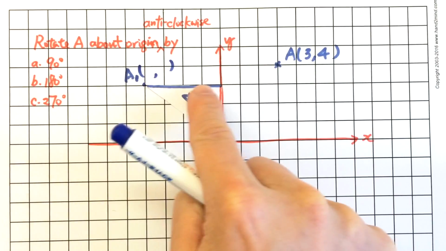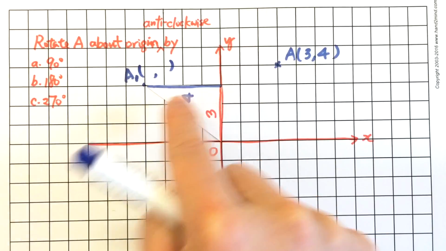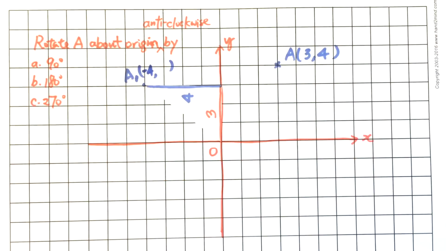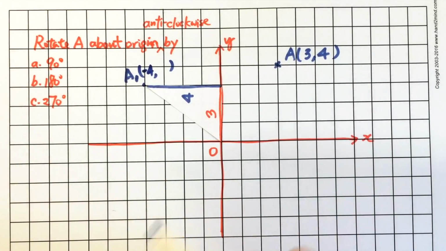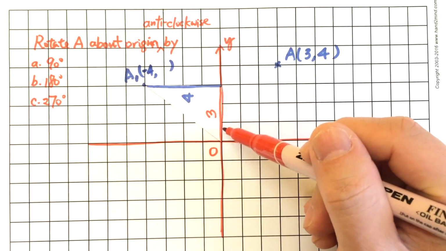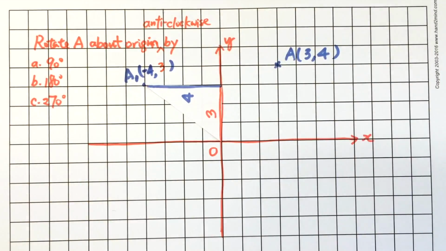If we look at the horizontal direction, this is 4 units. Therefore, the x-coordinate should be -4. And what about the y-coordinate? It should be 3 units.